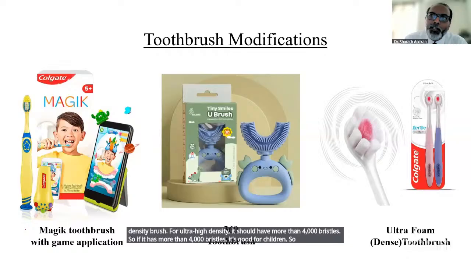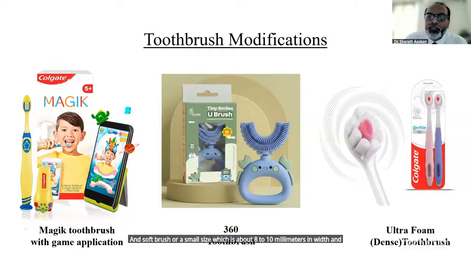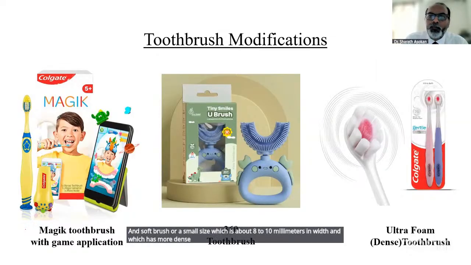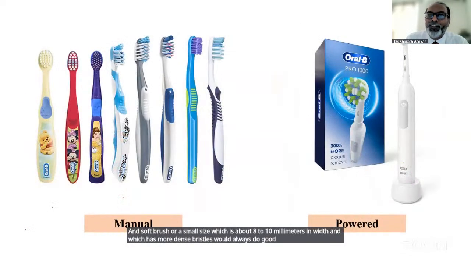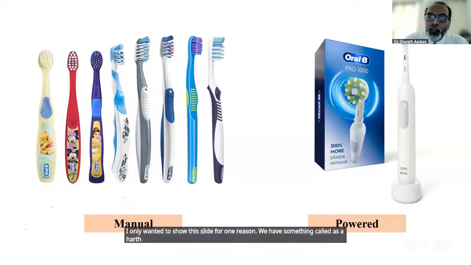So if you're looking at a toothbrush for children, a short brush, a soft brush, a small size, about 8 to 10 millimeters in width, with more dense bristles, would always do good. But we also have this doubt whether we have to use a manual brush or powered brushes. I only wanted to show this slide for one reason. We have something called the Hawthorne effect, which is very common in children.